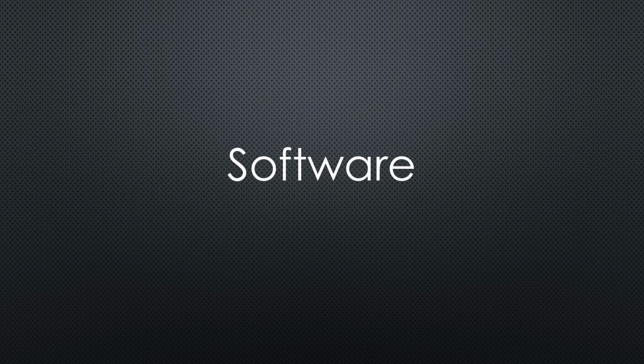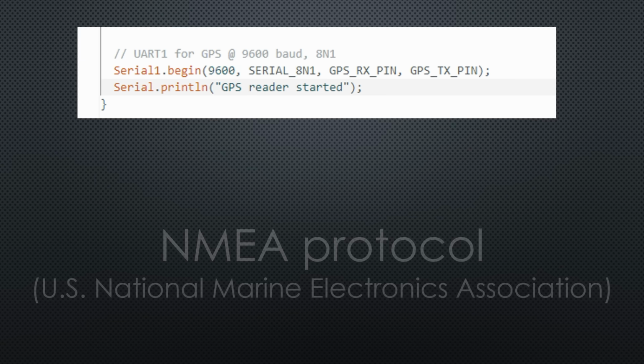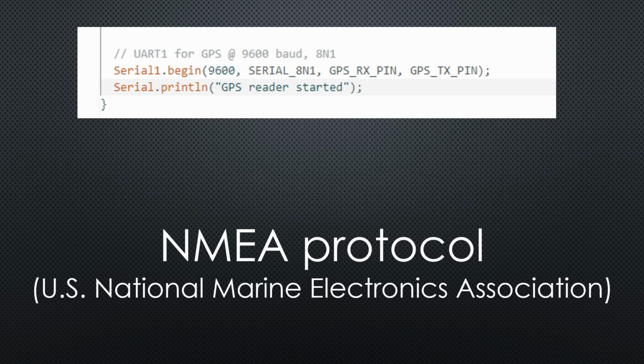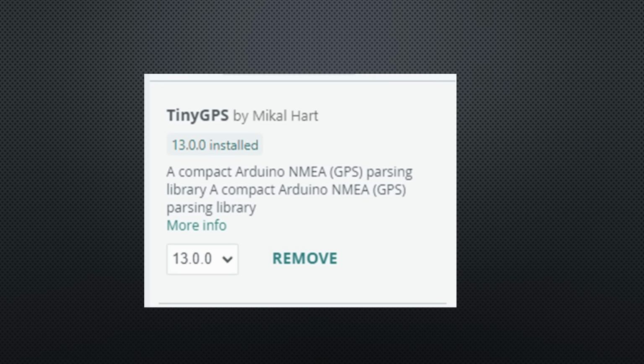Now we get to the fun part, software. Most GNSS receivers talk over a serial connection at 9600 baud using the NMEA protocol, defined by the US National Marine Electronics Association in the 1980s. It's old, but human readable. Fortunately, the tiny GPS Plus library makes decoding it easy.